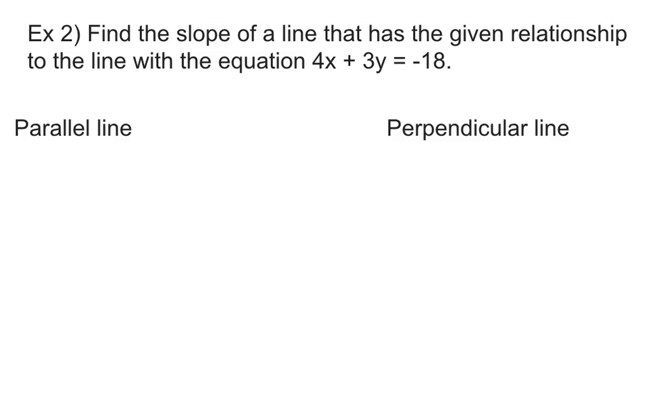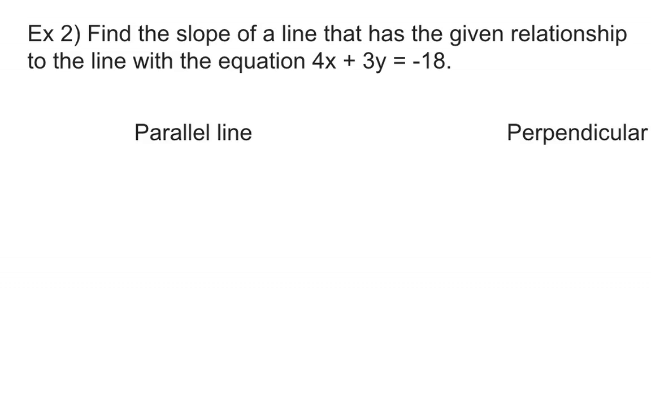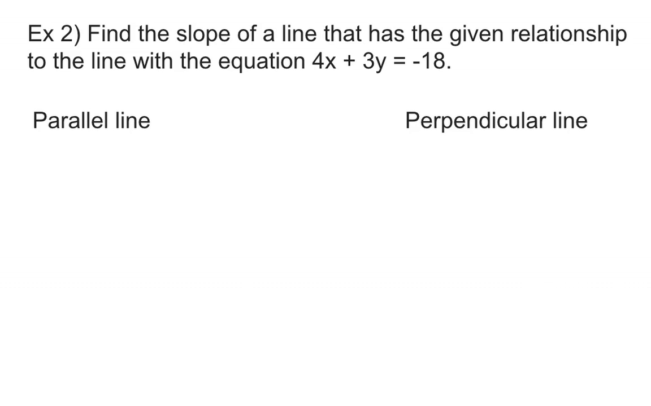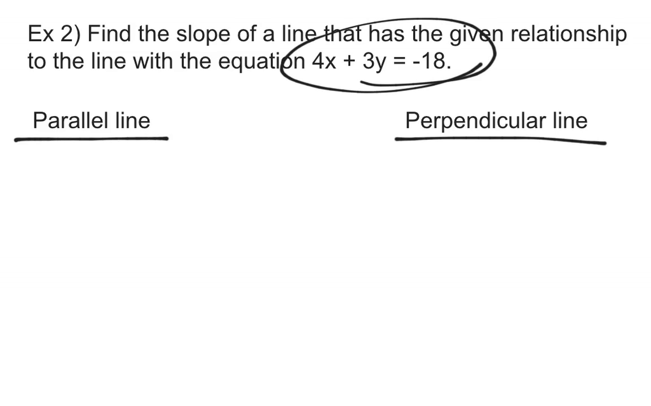Example 2. Find the slope of a line that has the given relationship to the line with the equation 4x plus 3y equals -18. All right, so they're asking us to find two things here: the slope of a parallel line and the slope of a perpendicular line. So here's our line right here. 4x plus 3y equals -18.